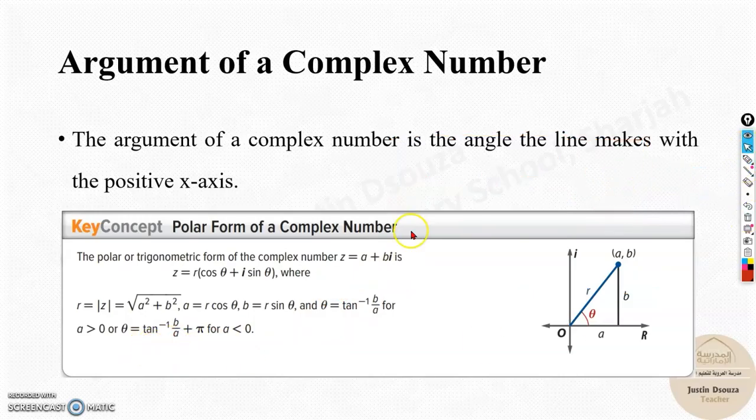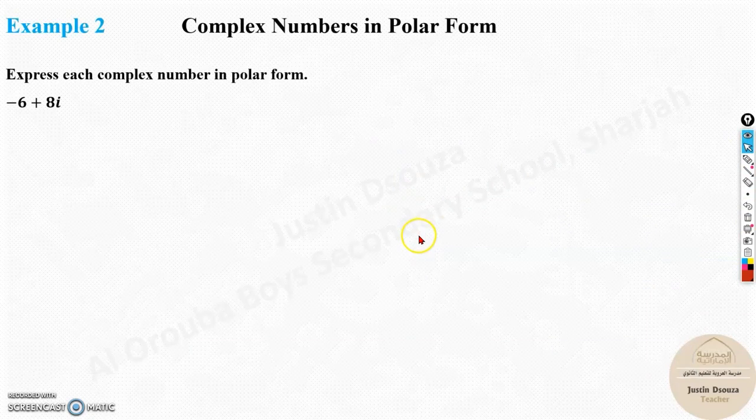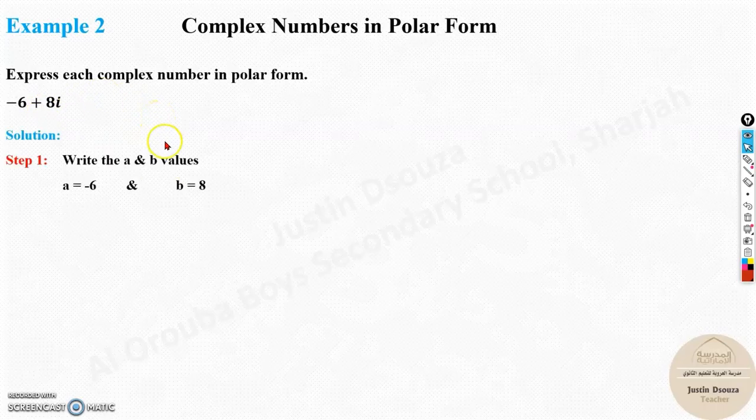Let us solve a couple of problems. You'll understand how easy and simple it is. Here we have a complex number. We need to express it in polar form. -6 plus 8i. So the first thing is write the A and B values.